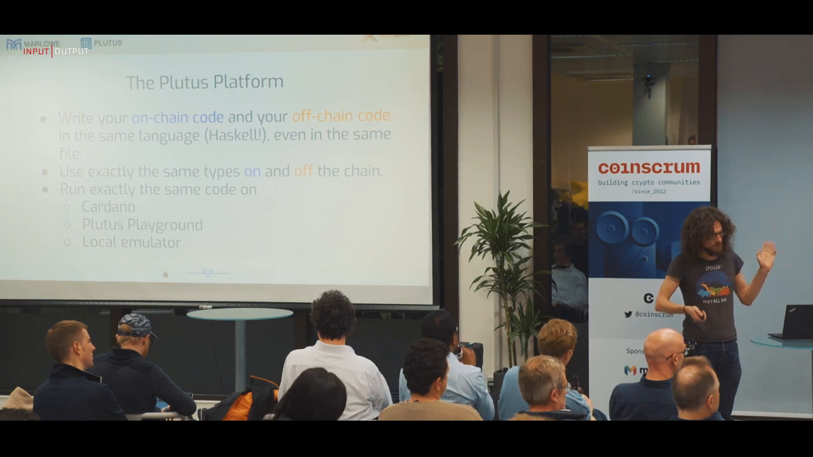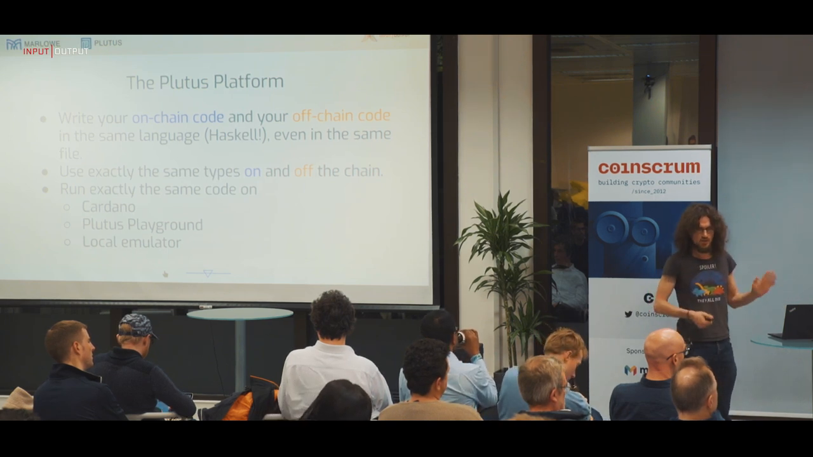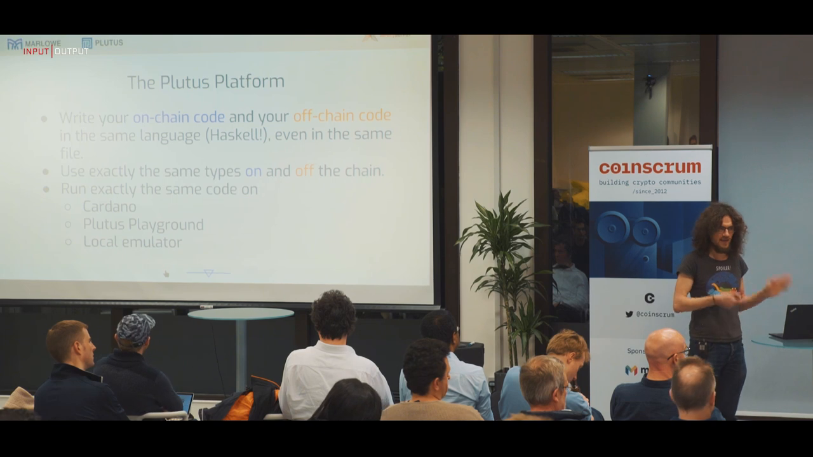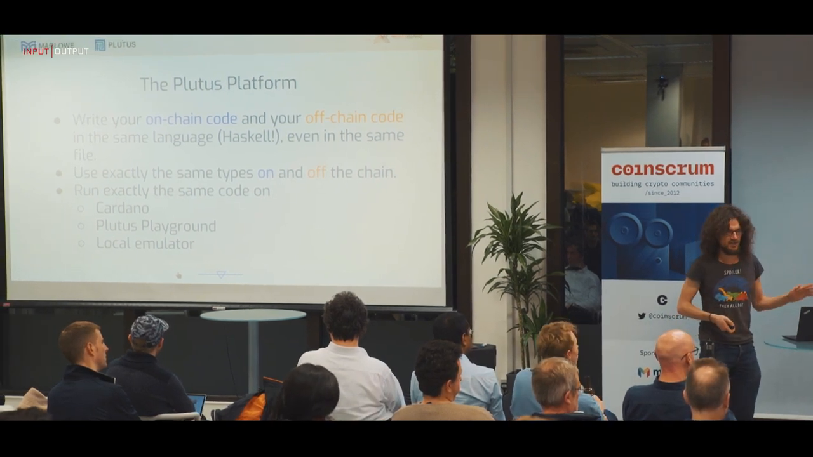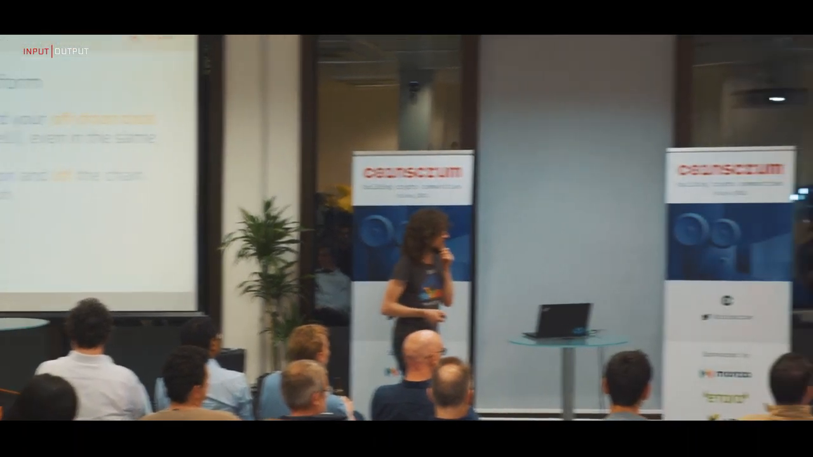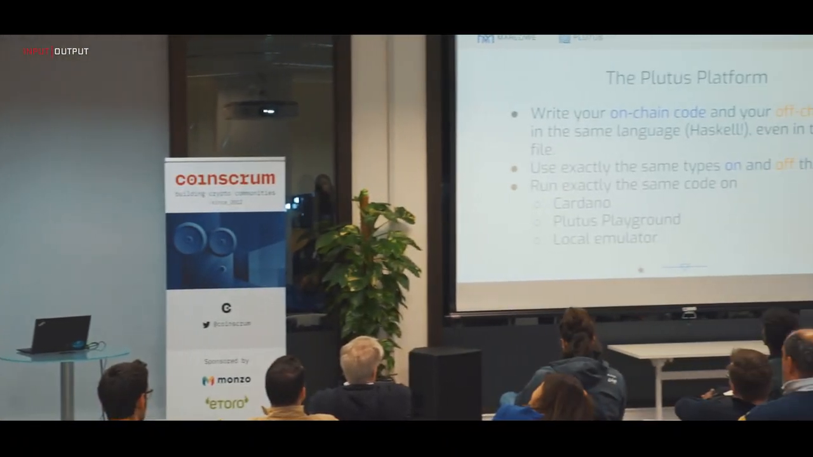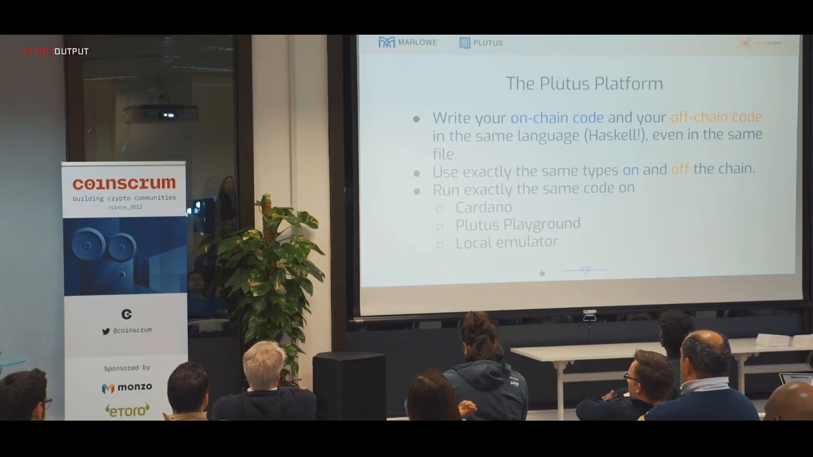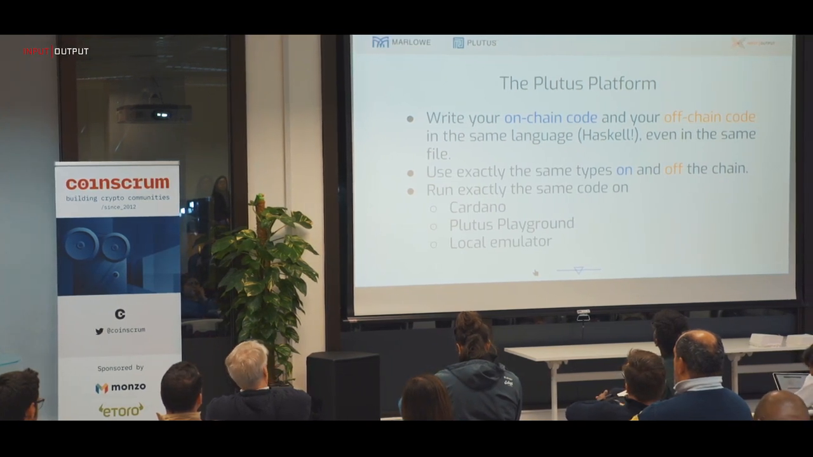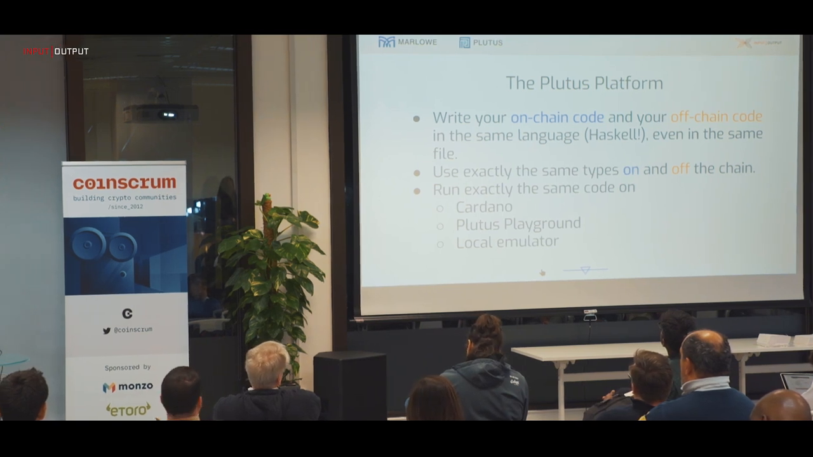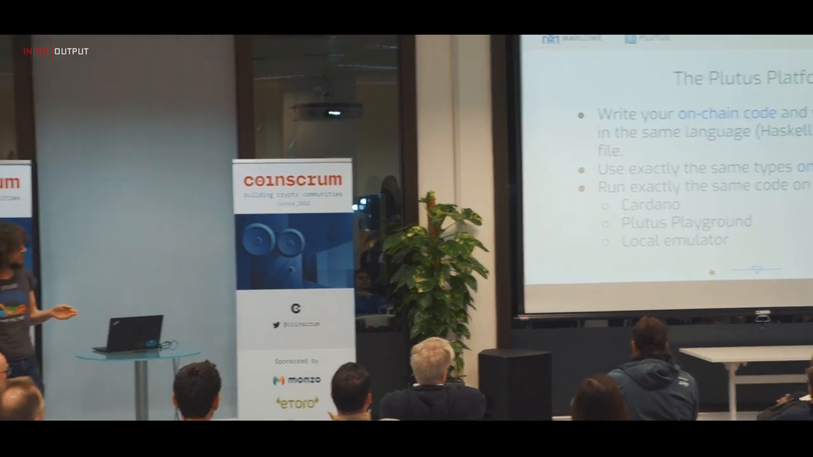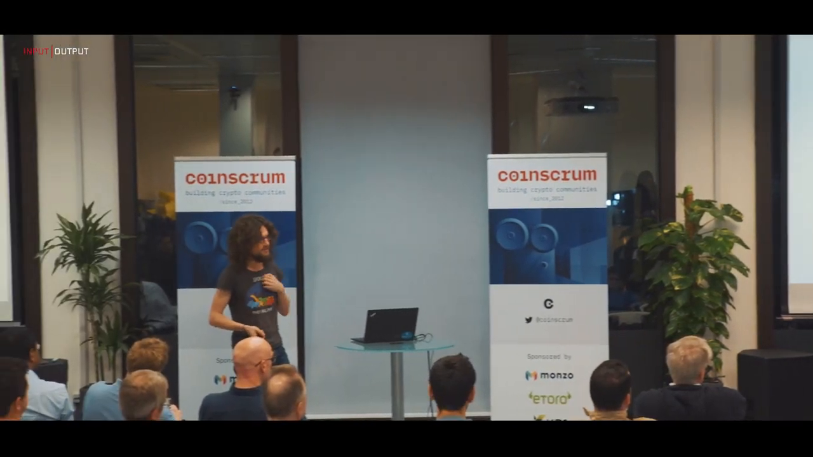So our goal is to say, let's just write the two things in the same language. I made it sound like an obvious thing to do, but it's not as obvious as it sounds initially. So we're going to write both the on-chain code, the code that goes actually on the blockchain, and the off-chain code, the code that the user is going to run on their computer in a wallet, in the same language. In this case, it's Haskell. And even in the same file.